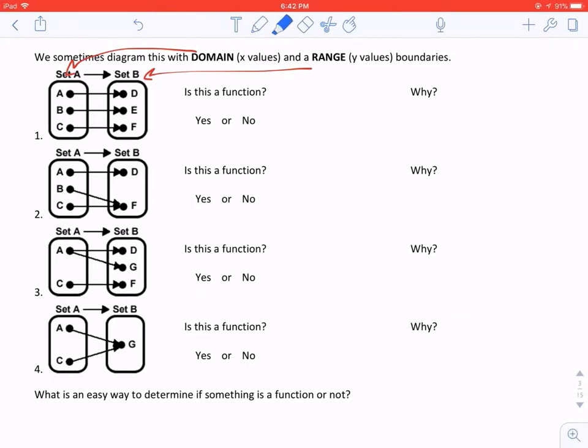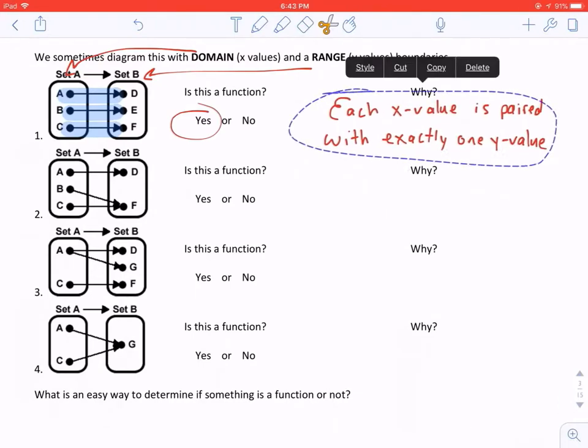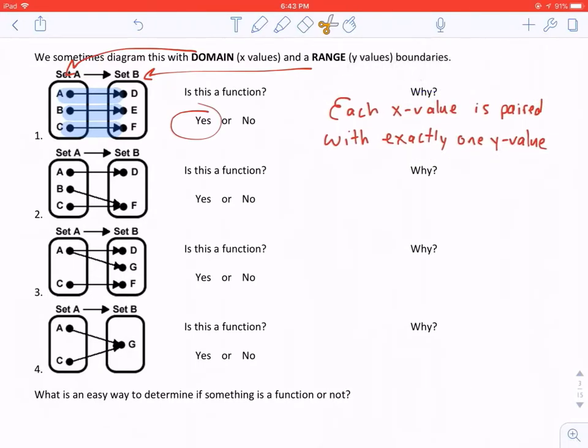Is it a function? Well, A goes to D. A only has one choice, always goes to D. B only has one choice, always goes to E. C, every time you put this in, comes out an F. Is it a function? You bet your bottom dollar it is. Why? Each x value is paired with exactly one y value. If it's a function, that's always the reason. I'm just defining what a function is. That's what I'm saying why.